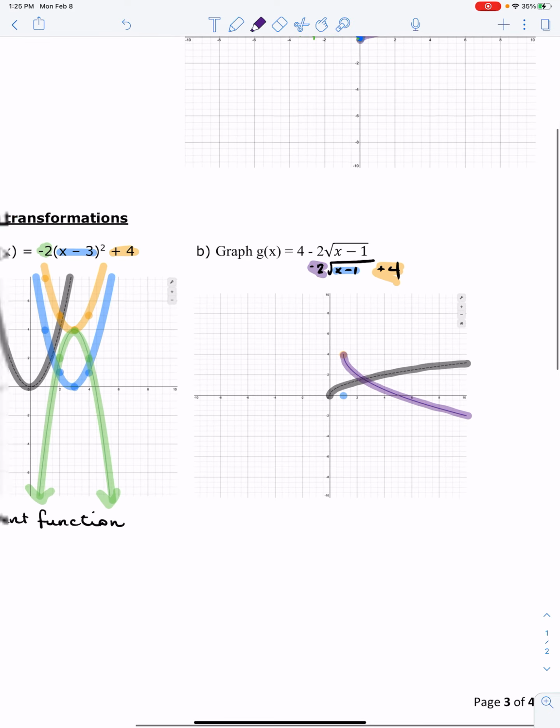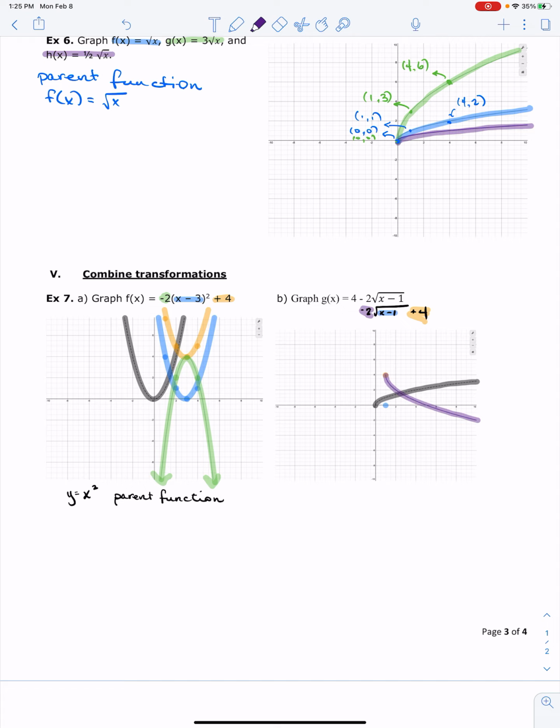If you are unsure as to whether or not you have put things in the right place, you can always pick an x value, plug it into the function, and make sure that the xy coordinate pair that you get actually is lying on your transformed graph.